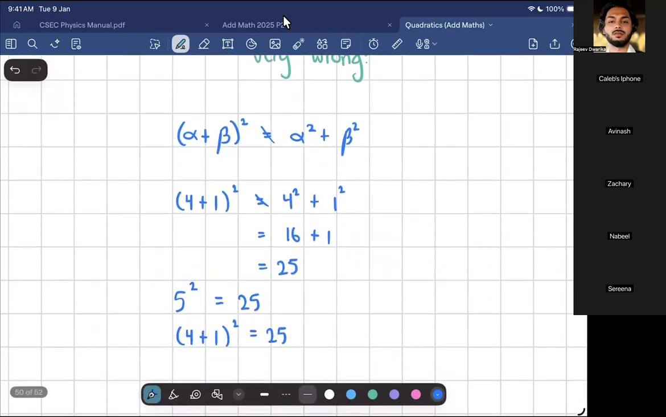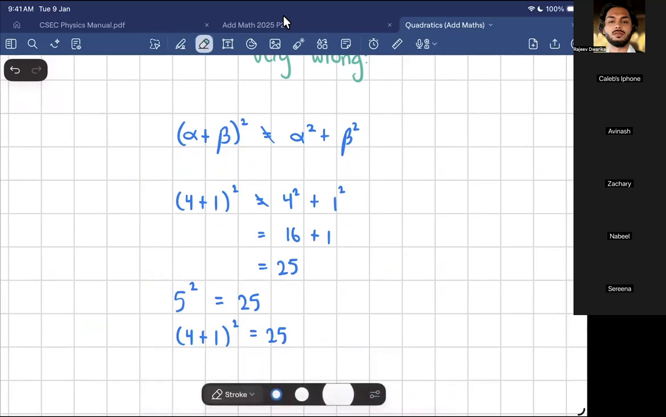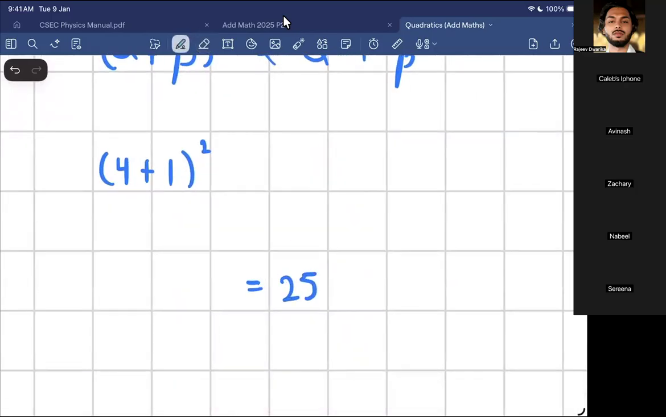I know with letters it can be confusing, but if you see it with numbers, it's like, oh yeah, I see, that makes sense. Right. Let me show you how you're actually supposed to expand it now. So if I have something like 4 plus 1 squared, what that really means is 4 plus 1 multiplied by what?